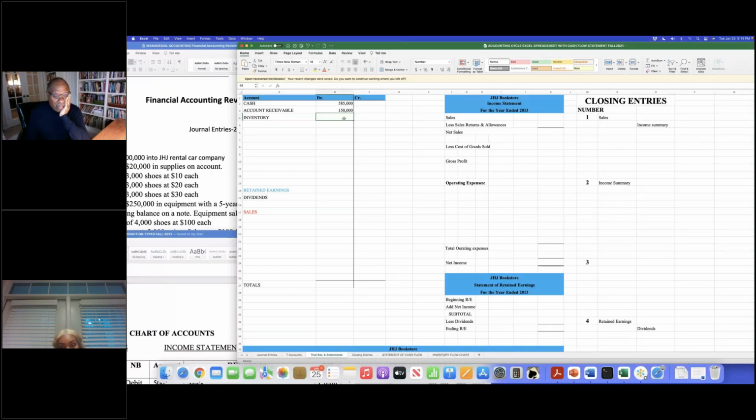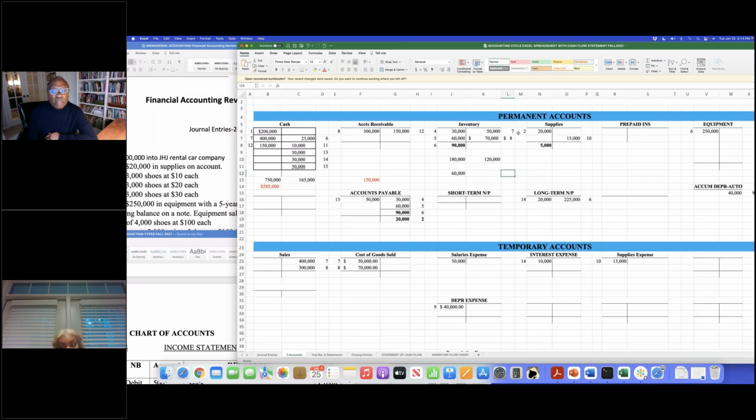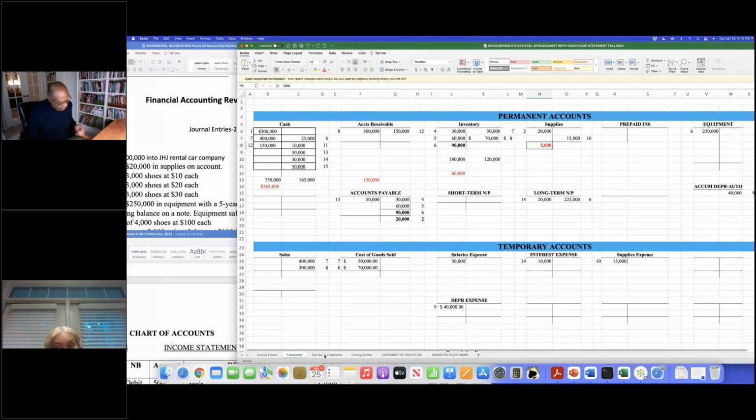We go back to the T accounts, supplies. Put this in red. Supplies, we already know the balance is 5,000. So we go to the trial balance, put supplies up next, 5,000.